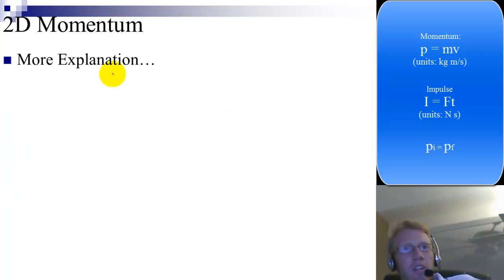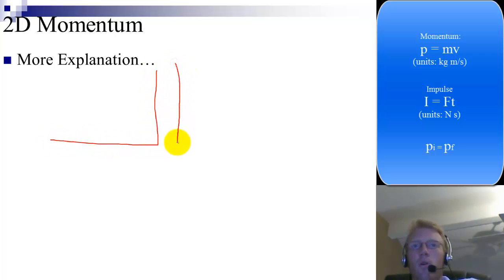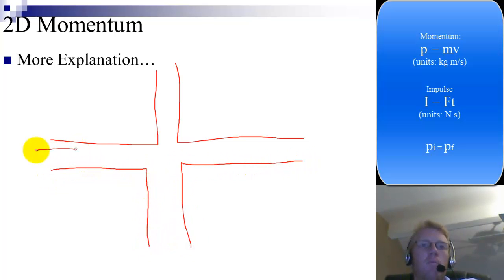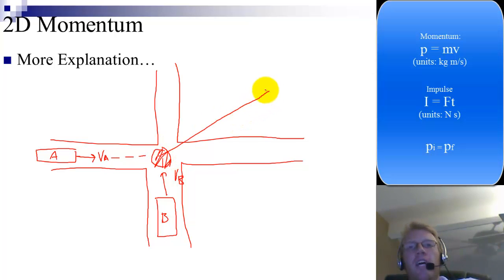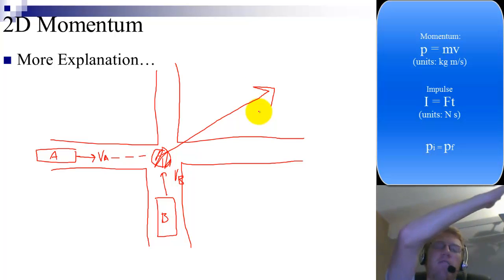So I didn't really prepare anything here, but I guess I can just talk about it. A lot of times in the book, or just in physics classes, there's an intersection with cars colliding. So you might have car A coming in this way with its initial velocity, VA, and maybe you have car B coming in here with its velocity, VB. And these two cars come in, and then they collide. Typically, they'll stick together, and they'll go flying off this way, right? Two cars come in like this, and they go flying off that way.